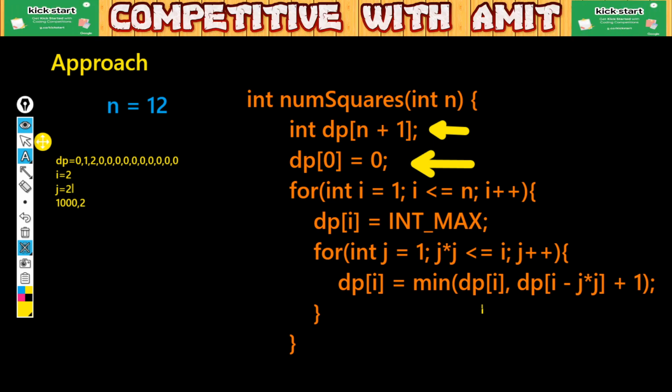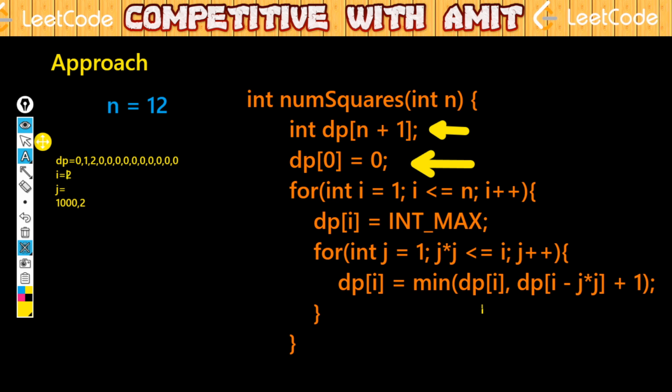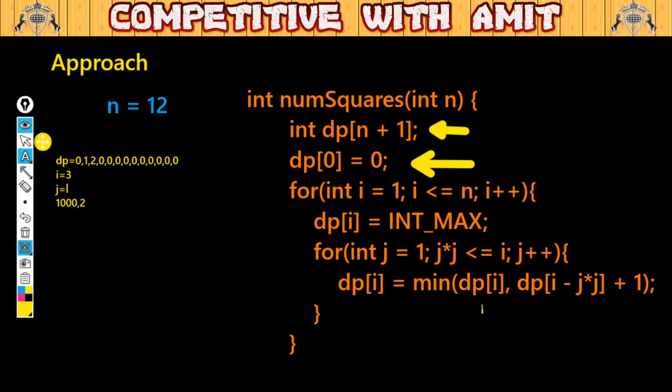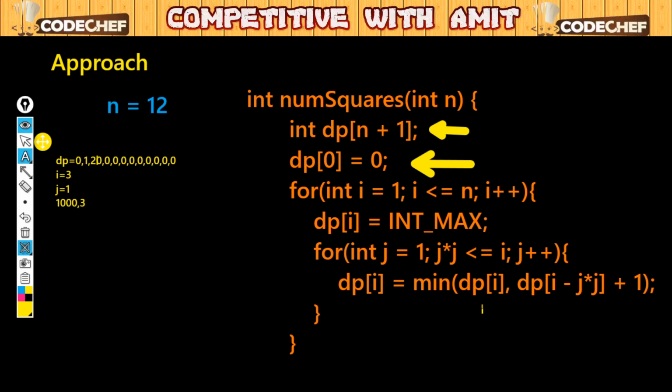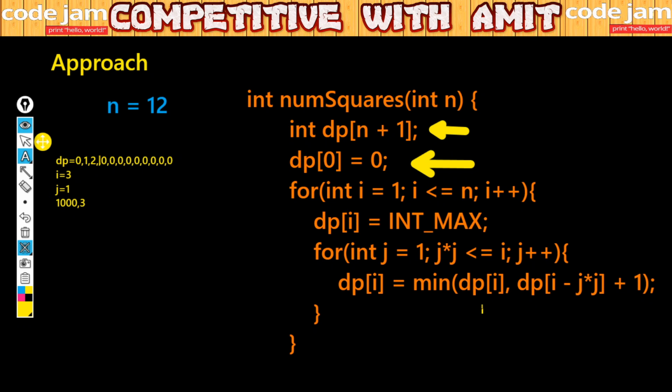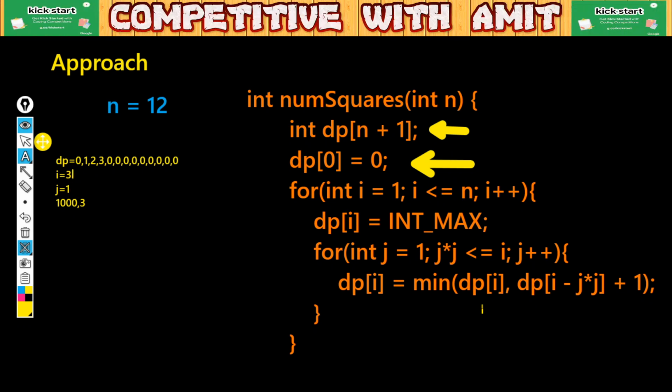Now 2 into 2 is 4. 4 is again greater than i, so we will not execute. Now we will run for 3. Here it is 1 again, and now the value will become 3. This will again be initialized with 3. After that, we will iterate over this 4.